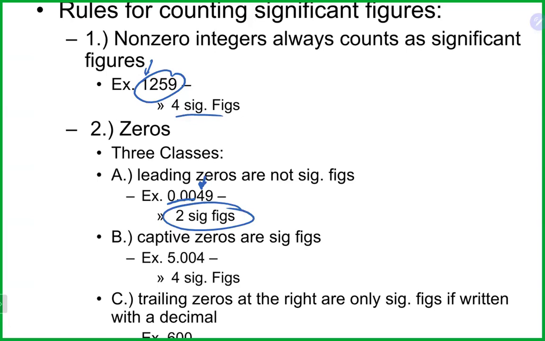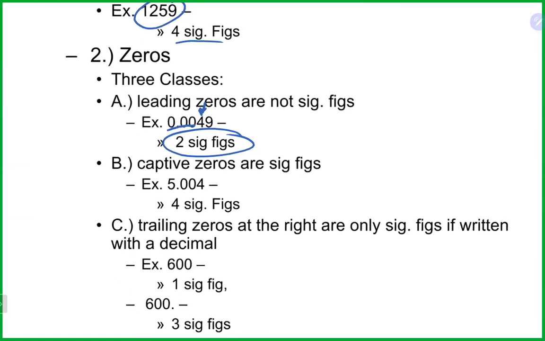There are also zeros that are trapped between 2 non-zeros, and those are going to be significant as well. In this case, we would start counting at the 5. These guys are trapped, which makes them significant, and we will hit the 4 there as well. So that would give us 4 significant figures.